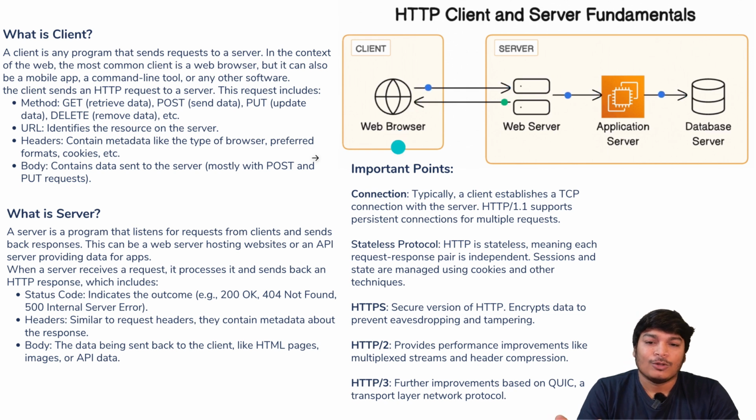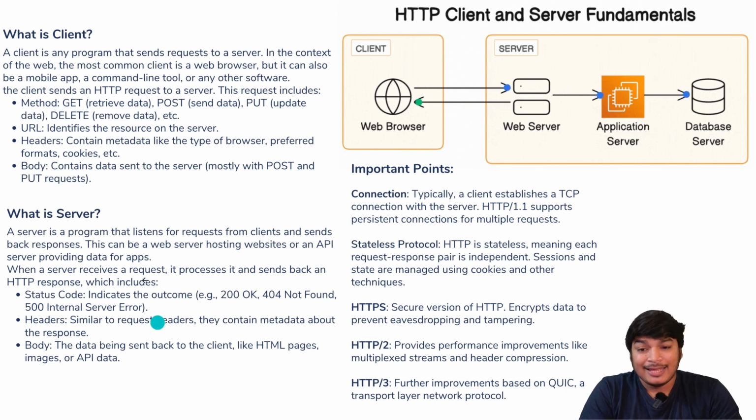Now then what is a server? A server is a program that listens to the requests from the client and sends back the responses. This can be a web server hosting a website or an API server providing the data for apps. Now when a server receives a request, it processes it and sends back an HTTP response, which includes first the status code, which indicates the outcome. If it's a success, then 200; if it's a client failure, then 400; if it's a server error, then a 500 status code. If the resource that the client is trying to access is not there, then it will say 404 not found.